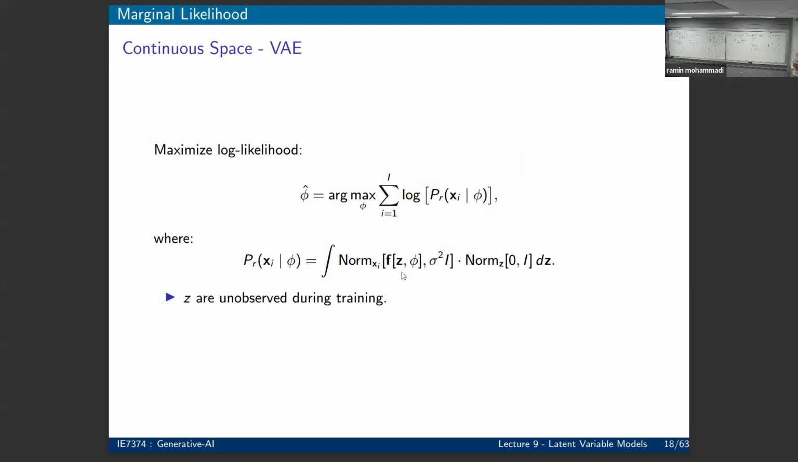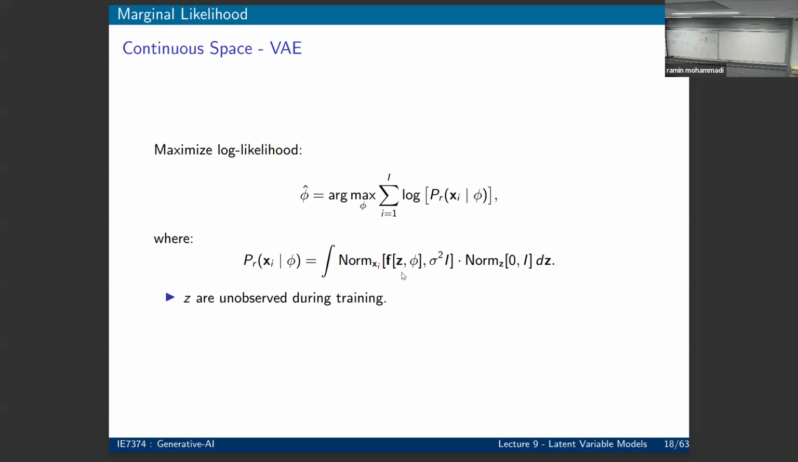Now let's go back to the continuous space, or the variational autoencoder. Our goal over there is also to do a similar thing. We try to maximize the log likelihood. In all of them, the log likelihood term is the same thing. It's the log over the multiplication of individual data points because they are IID. And when we apply log, this becomes summation.